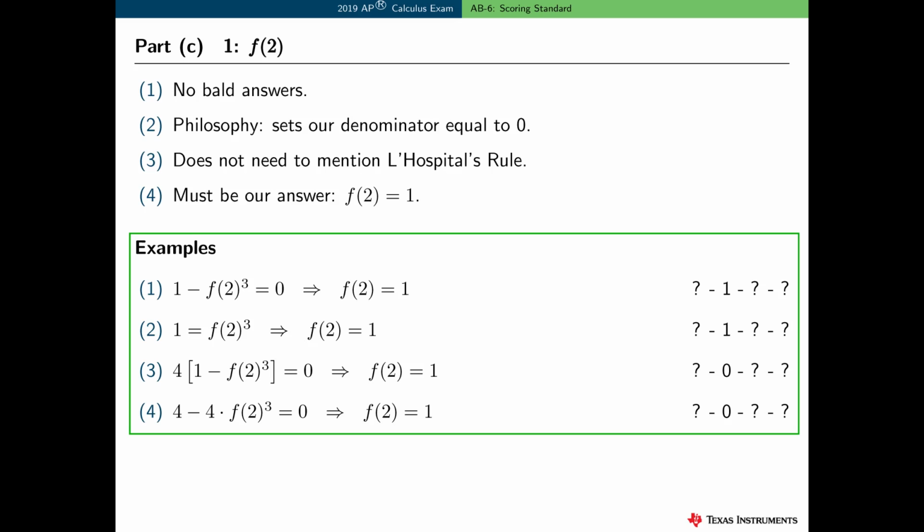In example 3, that's not the denominator set equal to 0. So even though f of 2 is correct, this does not earn the point. And in example 4, similarly, we have a wrong expression set equal to 0. So this does not earn the point.